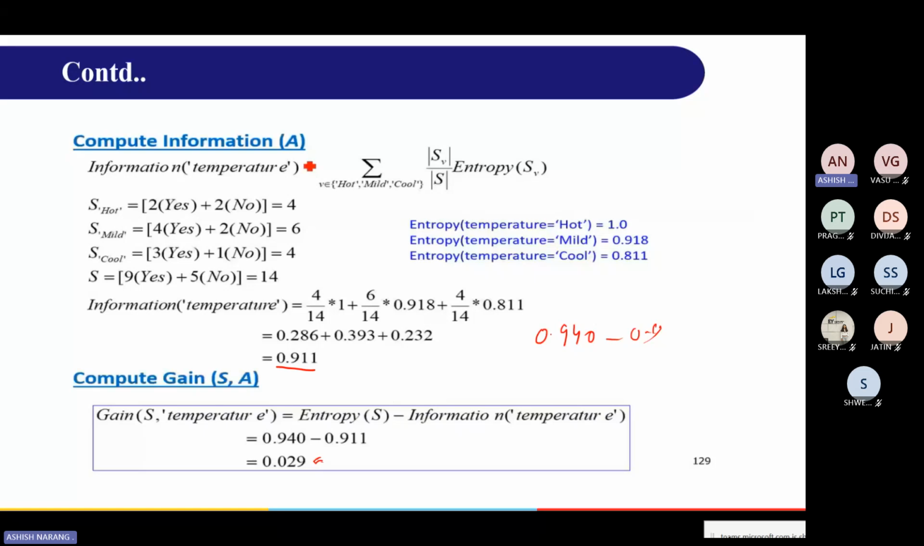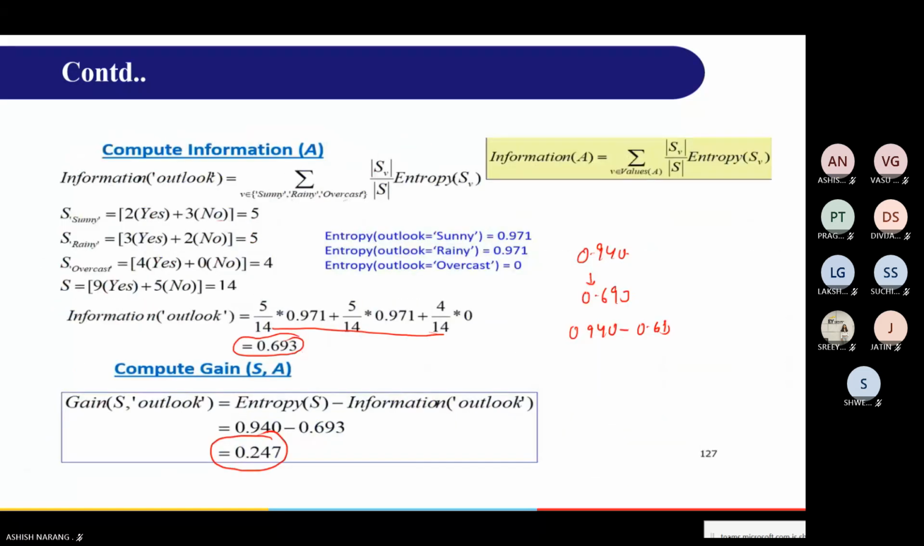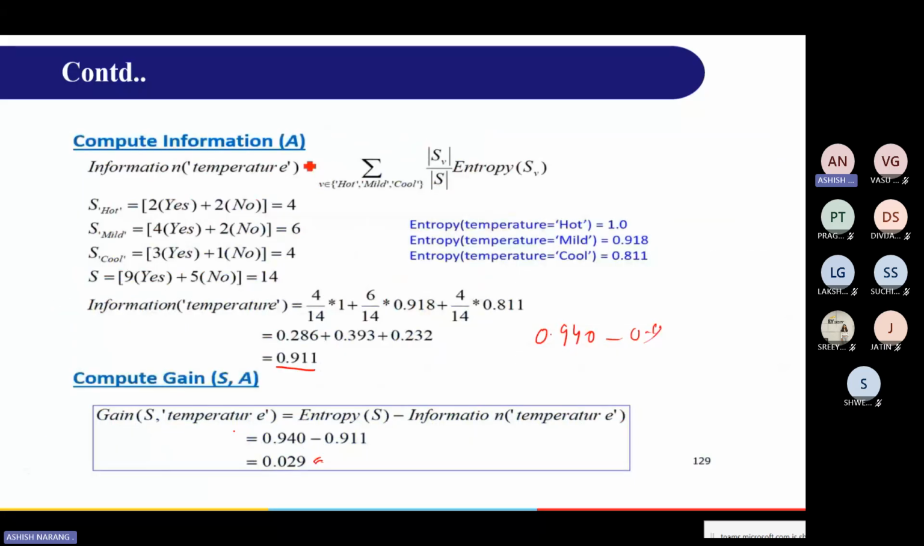Now, if I have to compare both, and look at this, 0.247 and 0.029. Which one do you see is better? If I look at the outlook and this temperature, which one is giving me better results? If I have to choose one of these two.